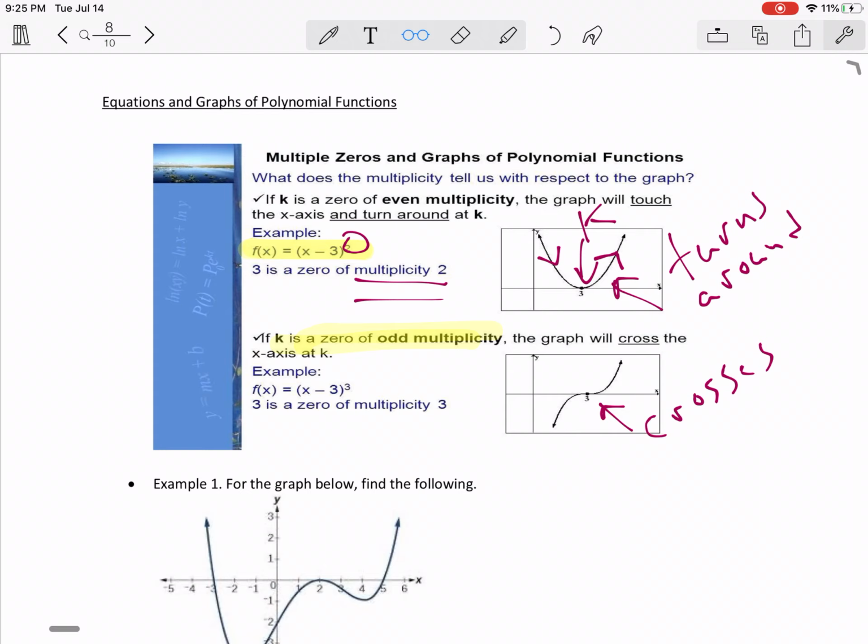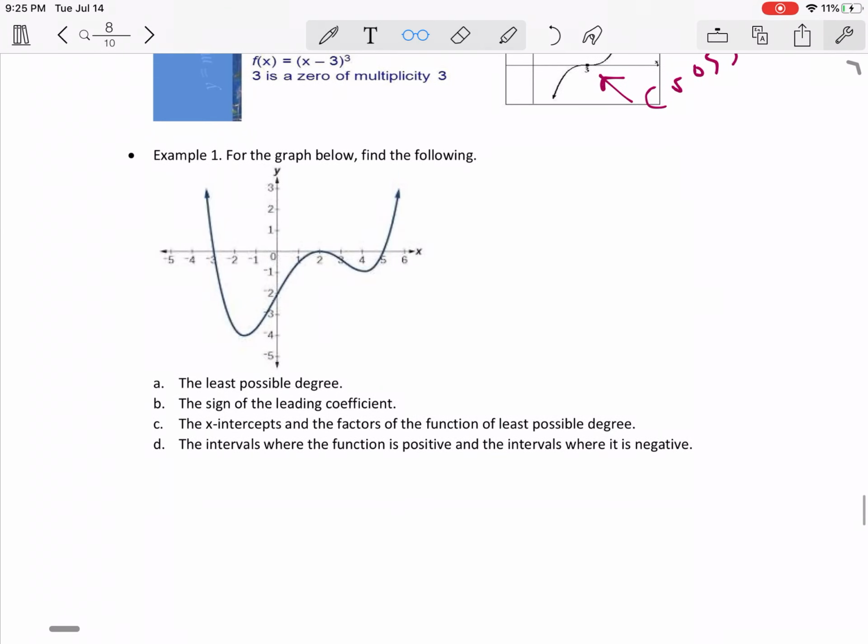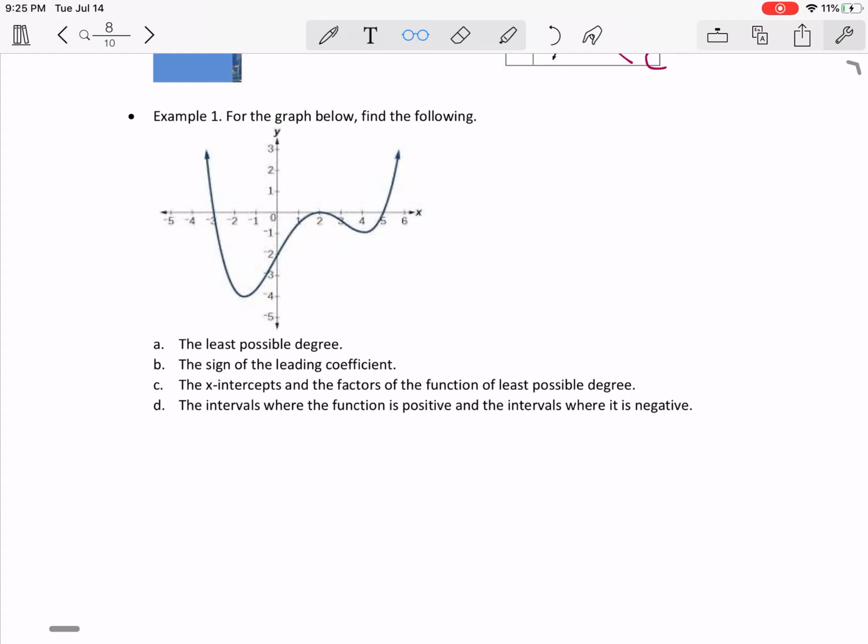So I'll show you how you can implement that. Let's look at this function over here. Before I do anything, just by looking at the picture, what I can gather is this would have to be odd multiplicity because it just passes through. This one here would be even because it changes direction, and then this one here would be odd. So again, the multiplicity refers to the exponent. Now, the least possible degree, I'll come back to that.